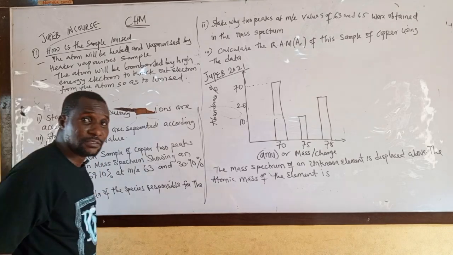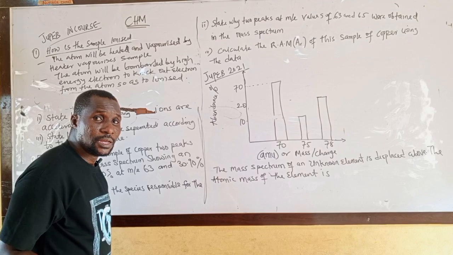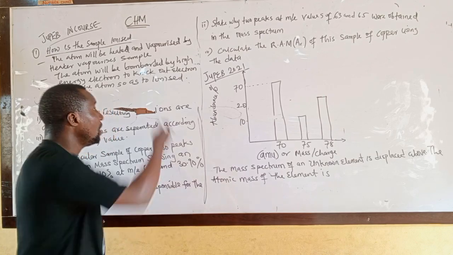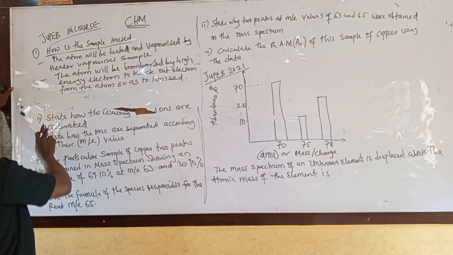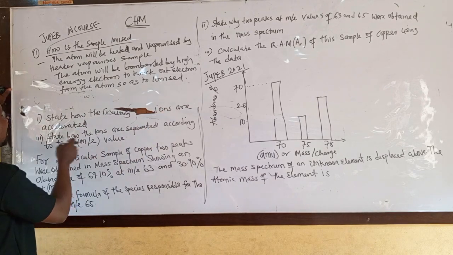Take note, that is it. Electrons will be produced by the electron beam source to knock out an electron from the atom so that it will be ionized. Then the second question: state how the resulting ions are accelerated.